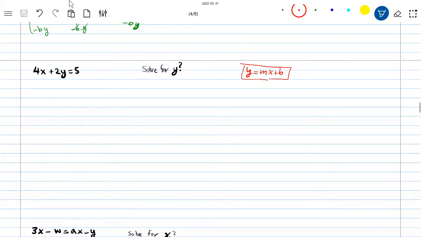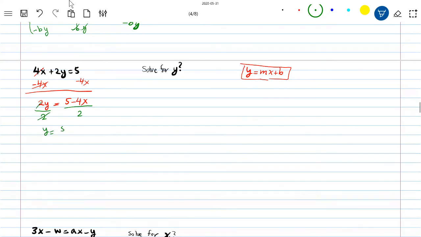It looks very simple. What do I want to do? I want to isolate y. So I will start by subtracting 4x from both sides. By doing that, these two will cancel out. What is left on the right side? Left side is 2y. On the right side, I have 5 minus 4x. What is the next step? Next step, I want to get rid of the 2. I'll divide both sides by 2.